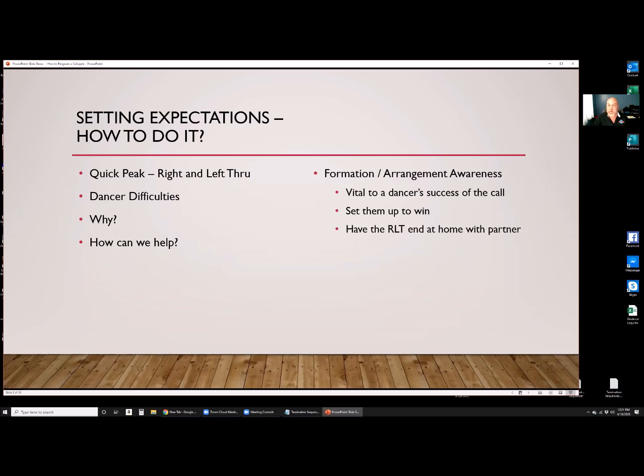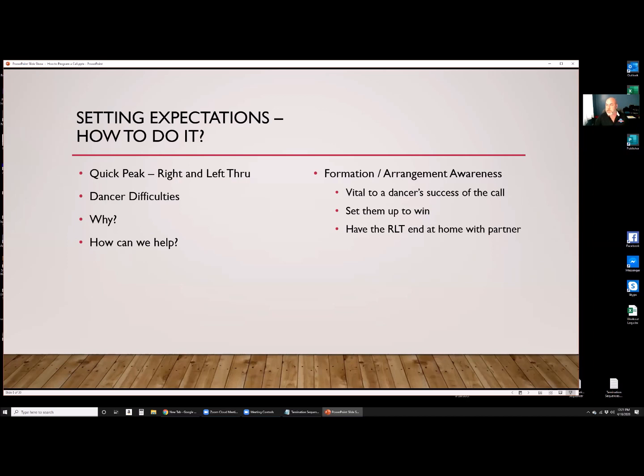So the first thing I'm going to do is have the right and left through end at home with partner. Whether you have everybody promenade halfway or just the heads or sides, doesn't matter. I want them to come into the middle. I want them to know their partner because they're comfortable with them, whether that's a good or bad thing. And I want them to end up in a squared set so I can tell them that beforehand so that they already have an idea of where they're going.